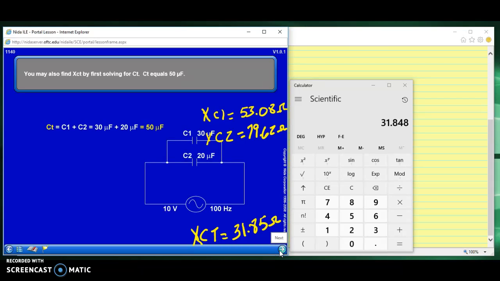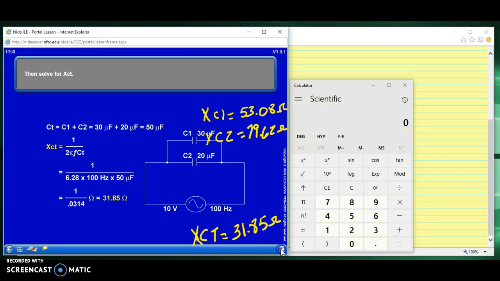And we got what they did in the previous slide. So now it says we can find the X of CT by simply going ahead and adding them together and getting 50 microfarads and applying that to the 1 over 2 pi F of C. And that's what they're doing here, F of CT, I should say.